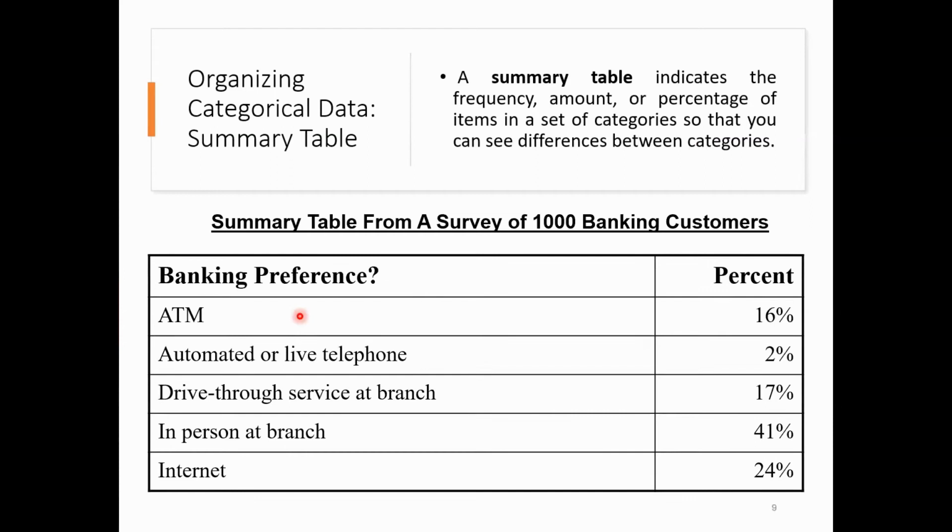So a survey was done for 1,000 banking customers. So these are your categories. What is your banking preference? The survey has asked, what is the banking preference of your customer? So the categories are ATM, internet, drive-through, likewise. And if you notice, say in the second column, you're given the percentages.